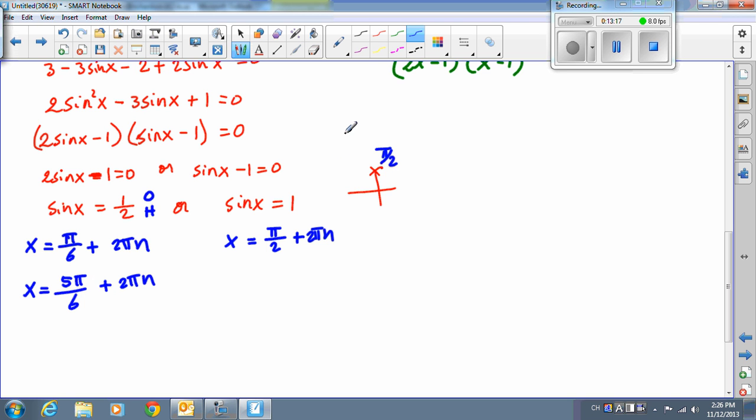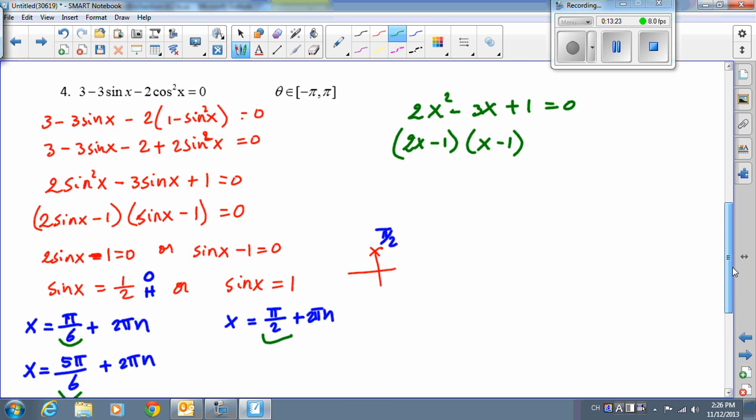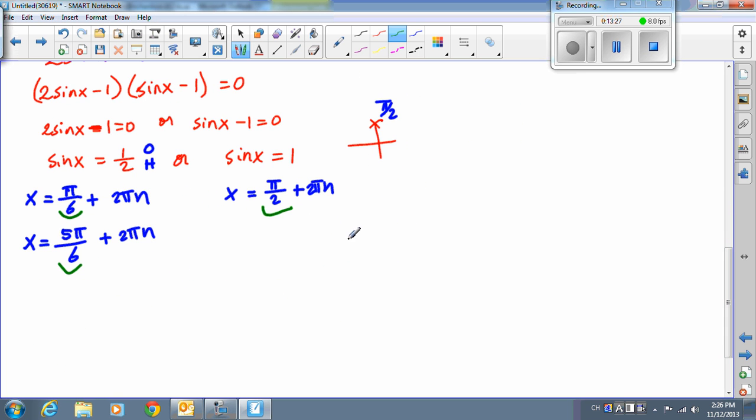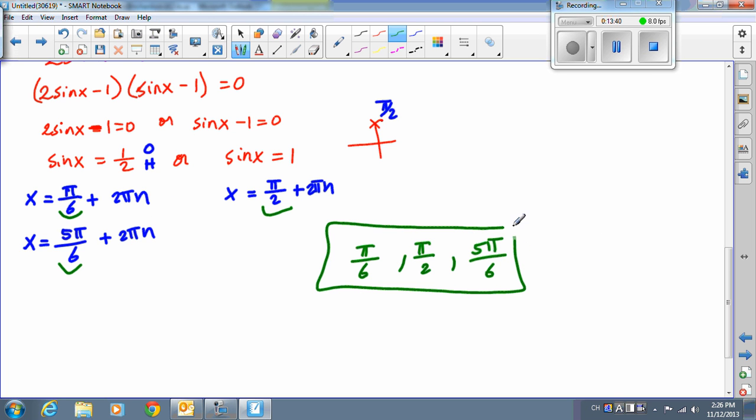Well, at this position, I already have most of my solution. I have 1, 2, and 3 so far, because my solutions are between negative pi and pi. So your solutions will be pi over 6, pi over 2, 5 pi over 6. Well, plug in anything, you will pass negative pi and pi. So these are your solutions.